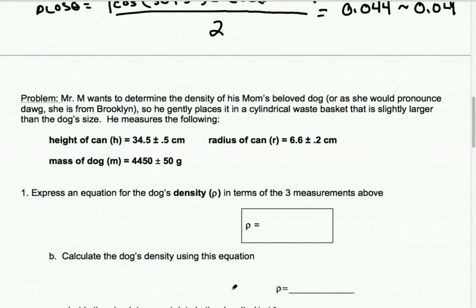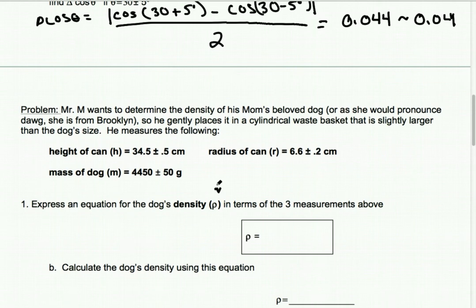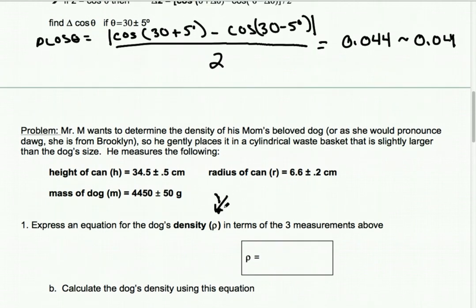So I want to know what is the density of Ginger. So I take some initial data. I have a cylindrical wastebasket, and it's got a height with some uncertainty. It's got a radius with some uncertainty, and I measure the mass of Ginger, also with some uncertainty. So we want to figure out the density, and there's that value of rho. It's just the letter that we use in physics for density. And you know from your chemistry class, density equals mass over volume.